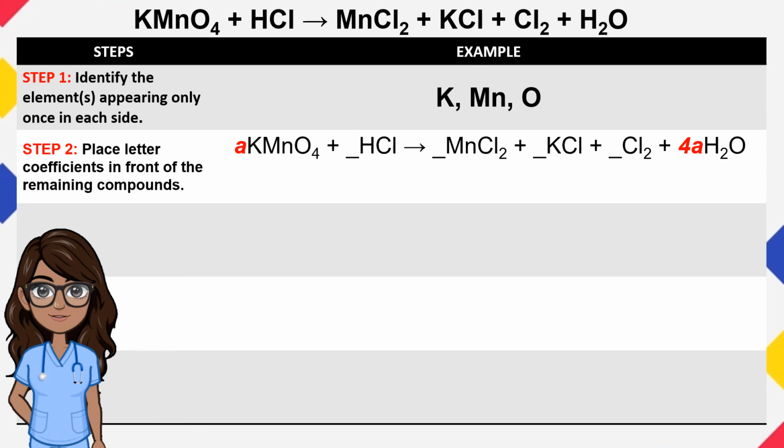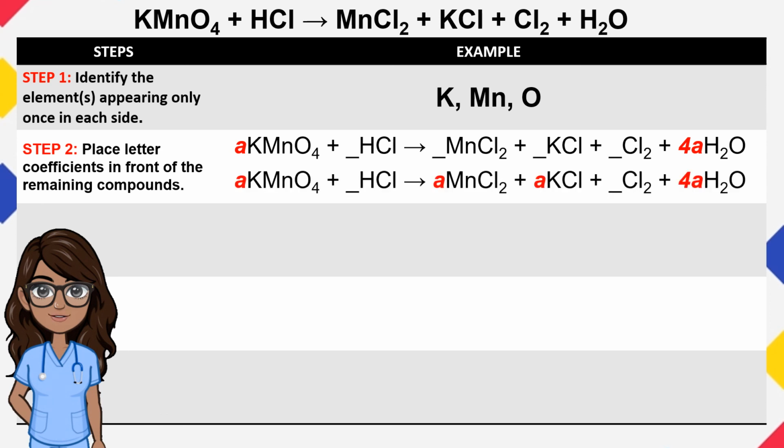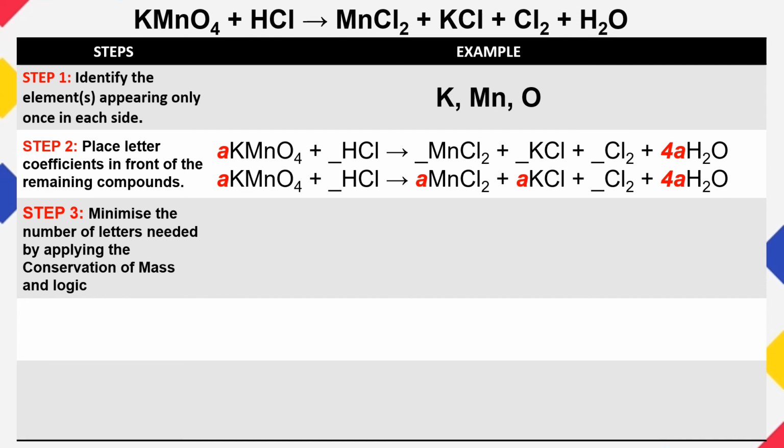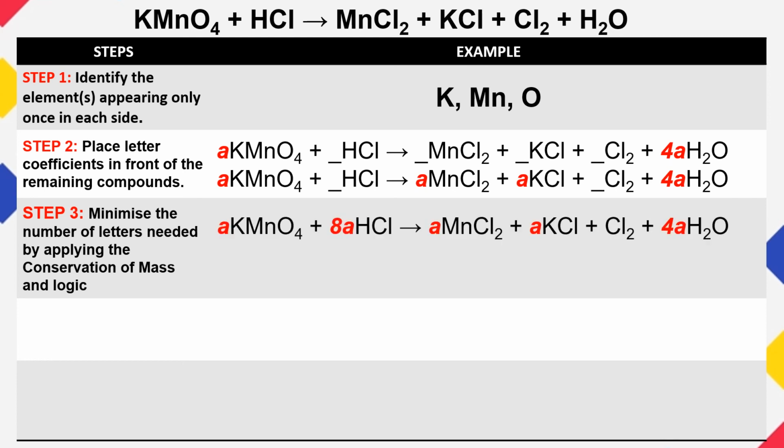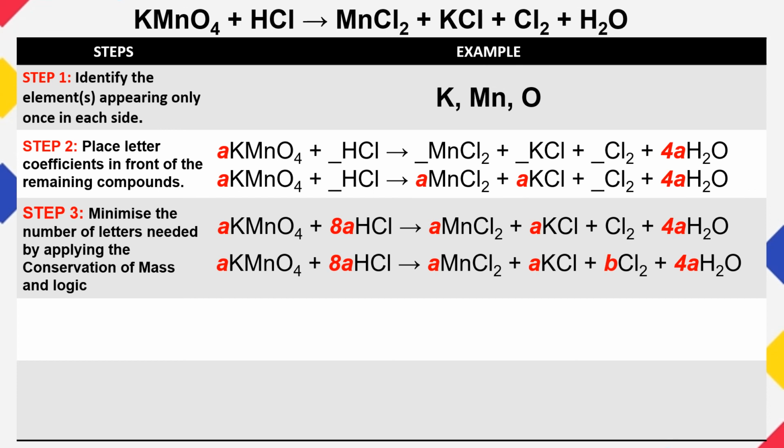Potassium and manganese also appear only once on each side, as does hydrogen, so the coefficient in front of KCl and MnCl2 must also be A. Step 3 is to minimize the number of letters needed by applying the conservation of mass and logic. So for hydrogen, the coefficient in front of HCl would have to be twice the coefficient in front of H2O, which is 8A. Okay, so that just leaves chlorine, which will give the coefficient B.